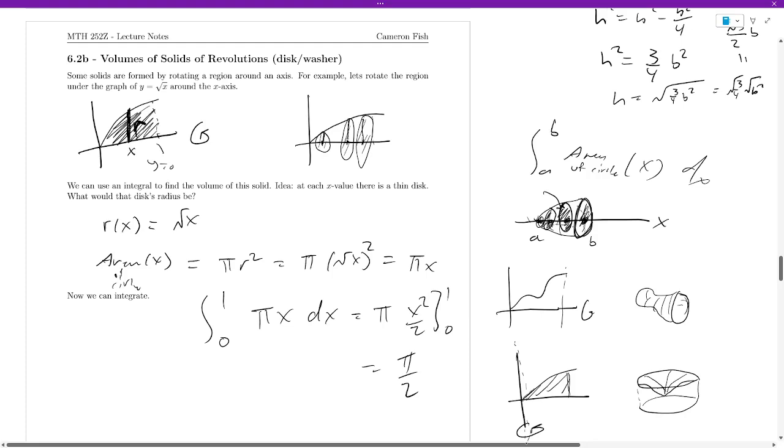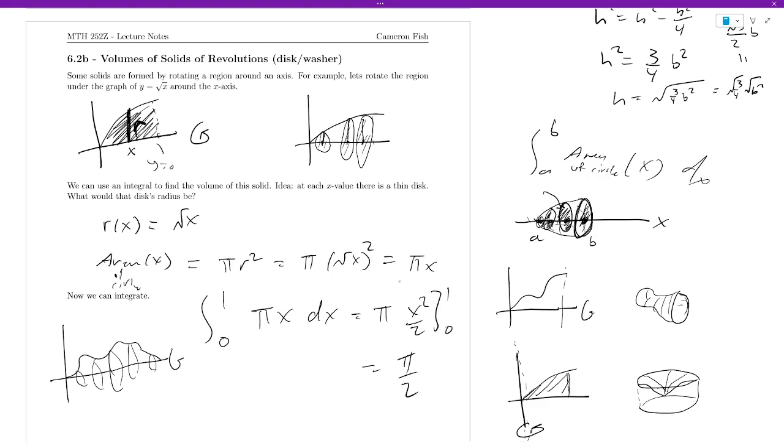So yeah, it's pretty straightforward as long as you recognize that it's a rotated thing. My cross sections are circles, and I can connect the radius of the circles to the graph. So you can do all sorts of problems like this. You could have any sort of weird function, but as long as we're rotating around the x-axis and I get these circular cross sections, then I can find the volume of any region like that. So that's pretty cool.